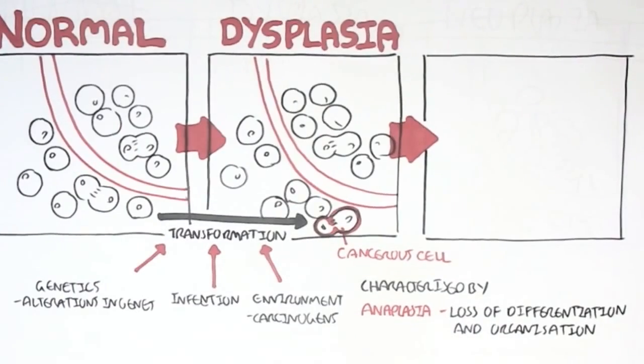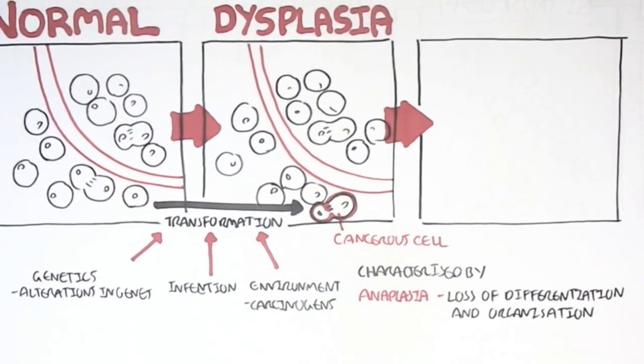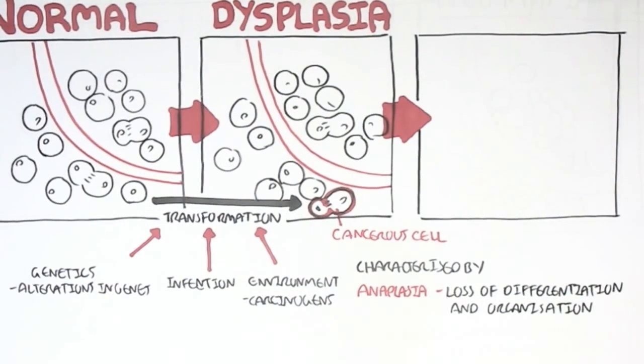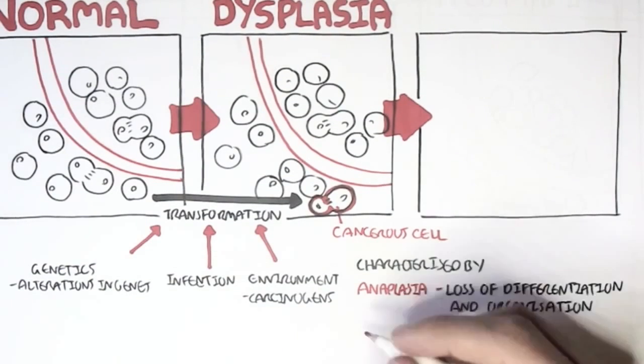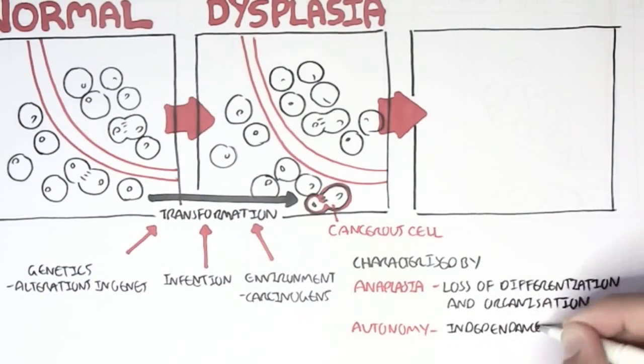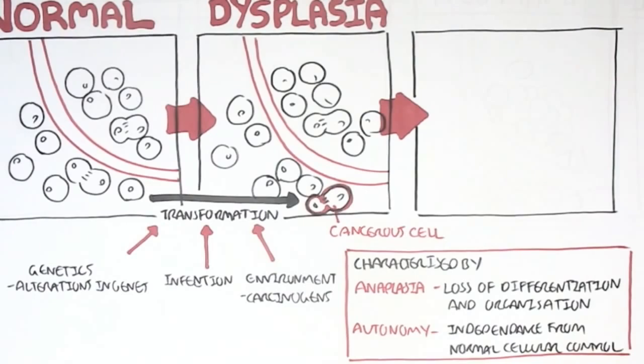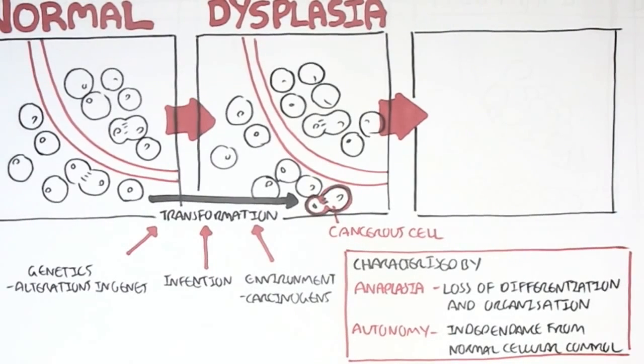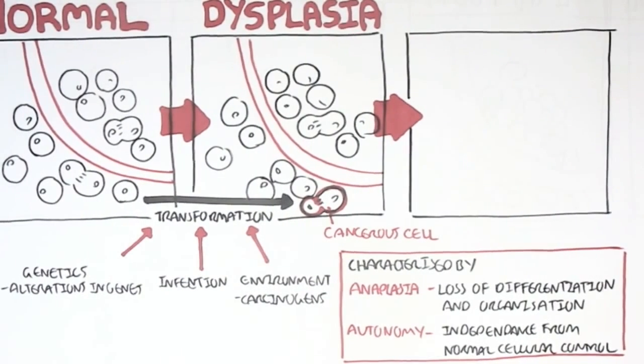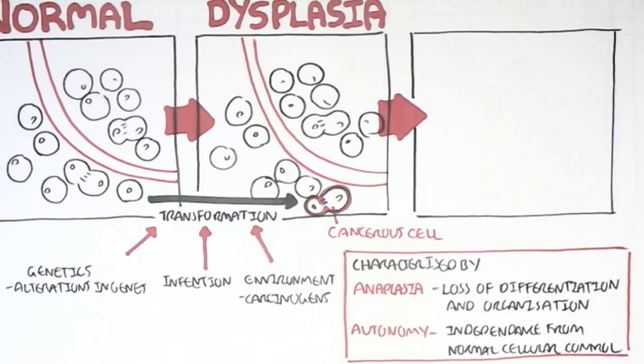Now, loss of organization means that these cancer cells don't have to stay in one layer. They could just stack on top of each other, even though they're not meant to. Finally, cancer cells are characterized by autonomy. Autonomy means independence from normal cellular control. So normally cells will divide in a controlled manner. So it can divide slowly, for example. However, in the cancer cells' case, the cancer cells divide very rapidly. They proliferate heaps. They are not under control.